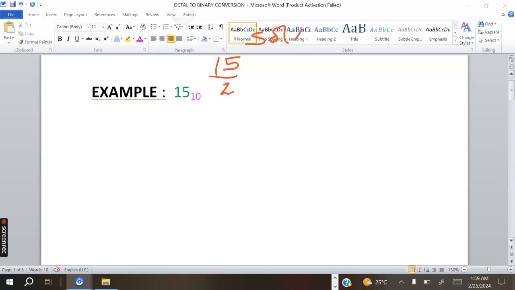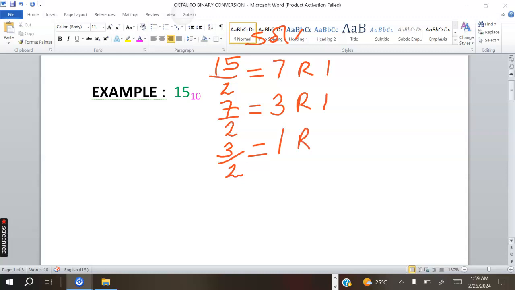15 divided by 2 is 7, remainder 1. Then you take the 7 and divide by 2, and you get 3 remainder 1. Next, you take the number 3 divided by 2, which is 1 remainder 1. Then lastly, we have 1 divided by 2, and the answer is 0 remainder 1.